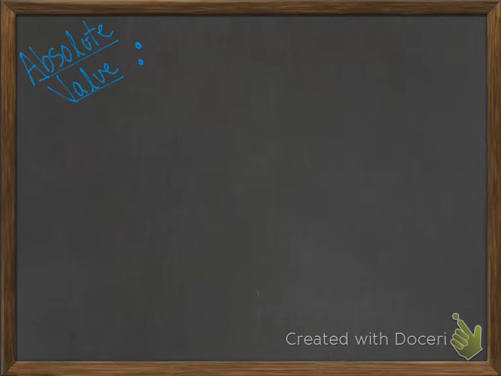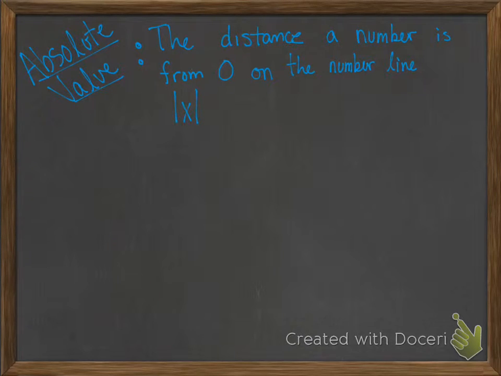So the next part is absolute value, and the definition of absolute value is the distance a number is from 0 on the number line. So I think the easiest way to explain this is just to look at it.